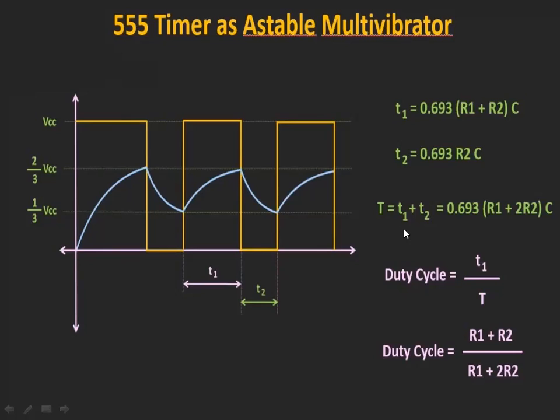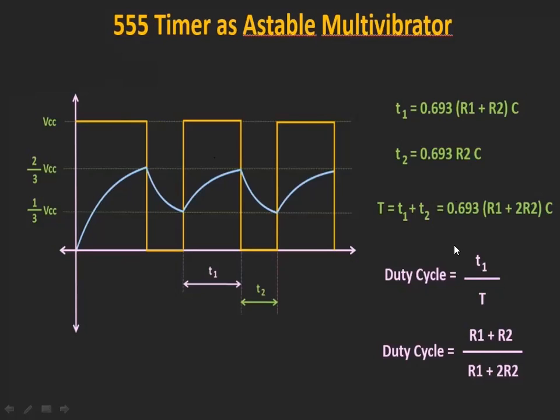0.693 into (R1 plus R2) into C, so which becomes 0.693 into (R1 plus 2R2) into C. So if you consider duty cycle, what is duty cycle? Duty cycle is nothing but the on time period divided by the total time period. So here the on time period is T1, divided by the total time period T. So T1 is equal to 0.693 into (R1 plus R2) into C.